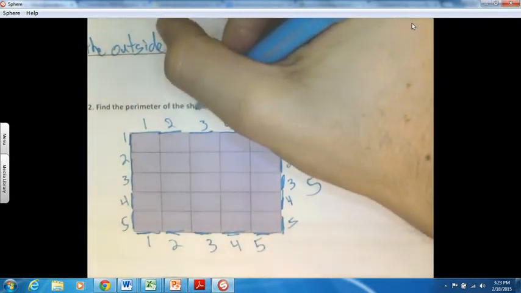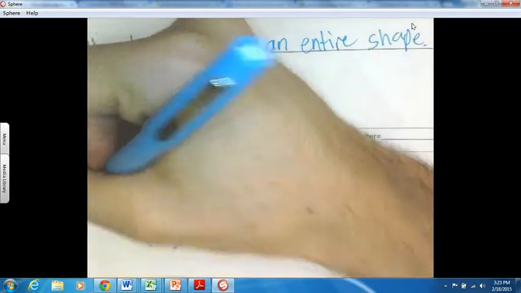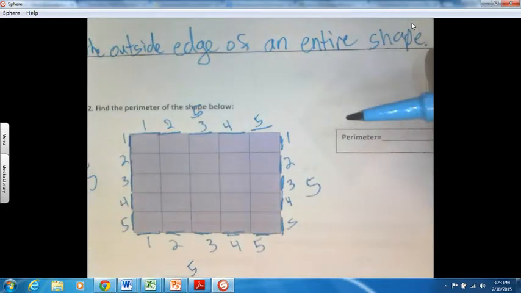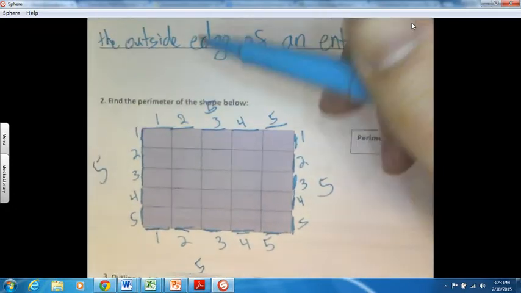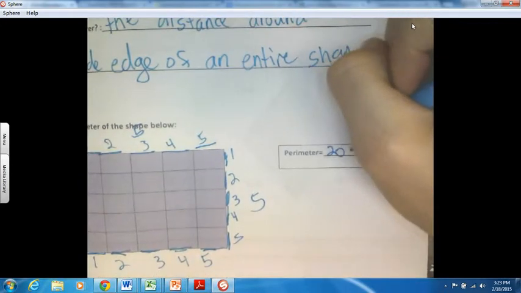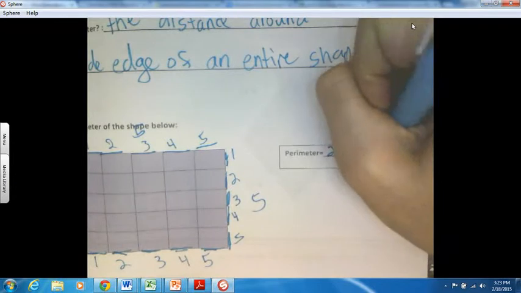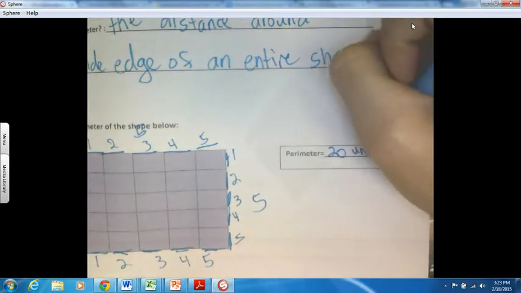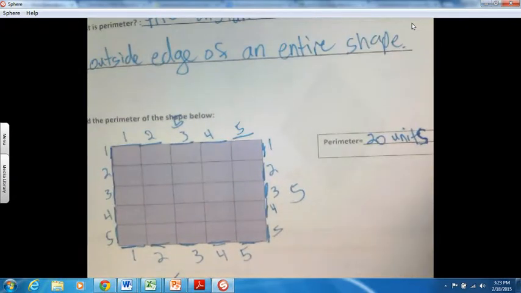So I know my first step when I find perimeter is to measure each of the sides. So I know this side is 5, this side is 5, this side is 5, and this side is 5, right? They're all units. So then I know my perimeter is 5, 10, 15, 20 units. Because it doesn't tell me feet or inches. So if it doesn't tell me feet, inches, centimeters, meters, yards, you just put units.